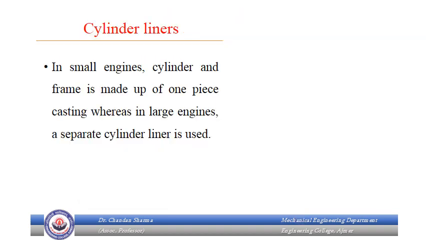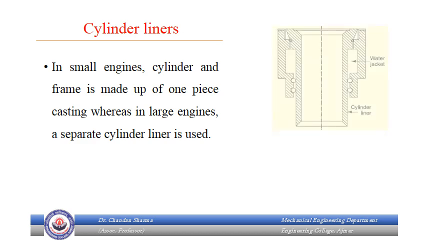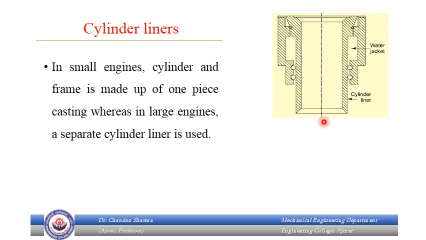Cylinder and frame is made up of one piece casting, whereas in large engines a separate cylinder liner is used. That means the cylinder liner, water jacket and frame are manufactured separately and then they are assembled. In this diagram you can see that this is cylinder liner and this is water jacket. They are two separate parts.